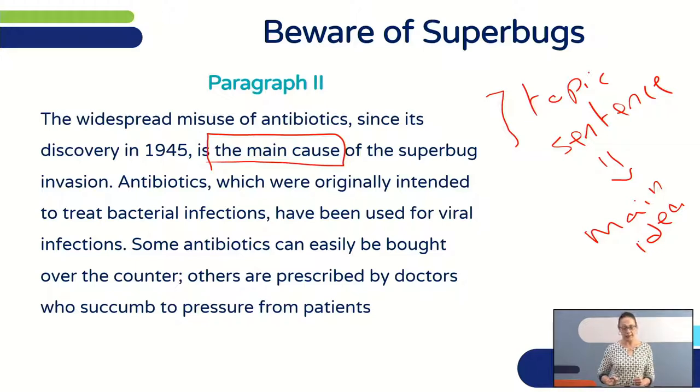Antibiotics, which were originally intended to treat bacterial infections, have been used for viral infections. So here we have two types of infections: bacterial, which are caused by bacteria, and viral, which are caused by viruses. So antibiotics were created to treat bacterial infections, but then were misused and have been used for viral infections. Why are they misused here? Because some antibiotics can easily be bought over the counter. This is the first thing. Others are prescribed by doctors who succumb to pressure from patients. Usually patients keep nagging until the doctors prescribe antibiotics for them. So this is very important to keep in mind.